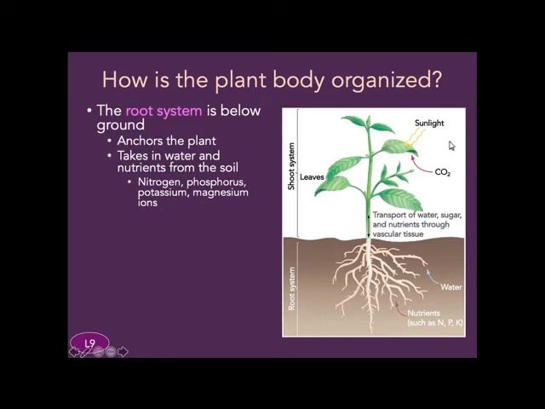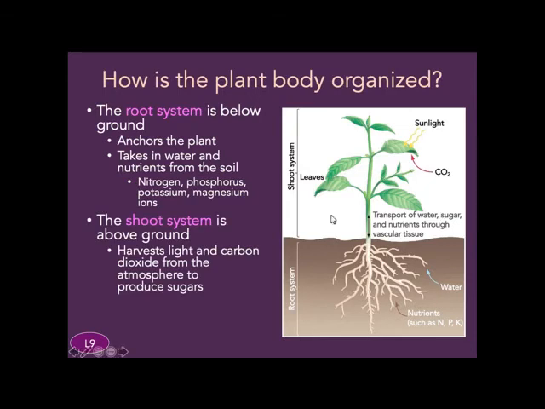The plant body is composed of a root system and a shoot system. The root system is the part that's below the ground. It is the anchor for the plant. It takes in water and nutrients from the soil. Some of the nutrients that are really important to plants include nitrogen, phosphorus, potassium, and magnesium.